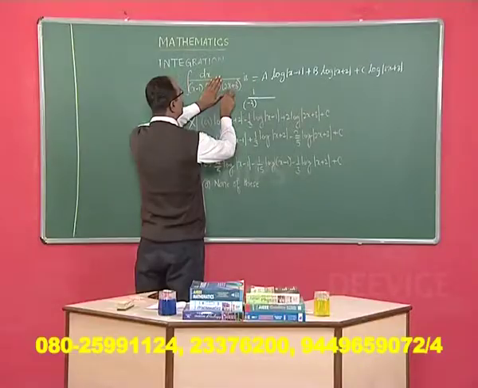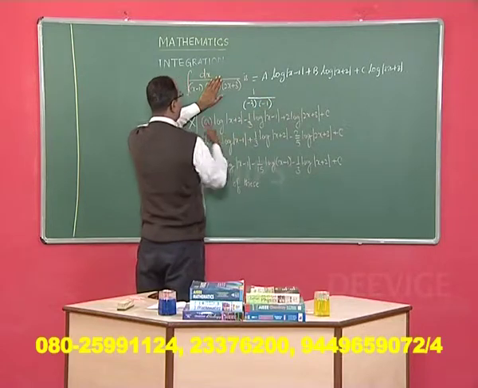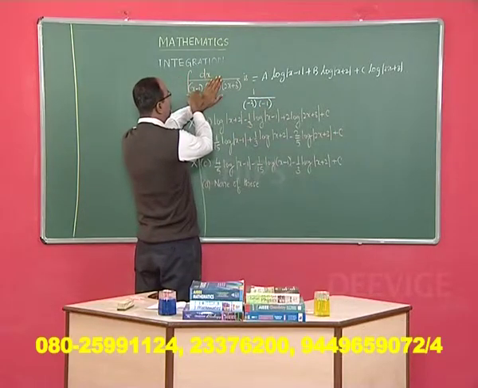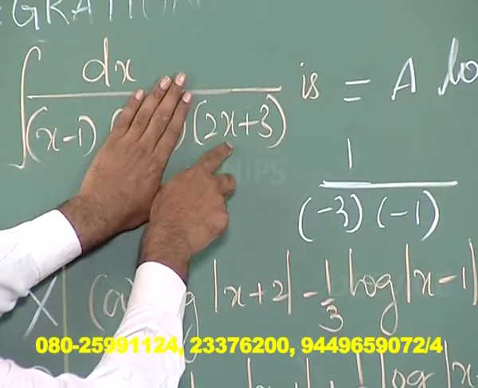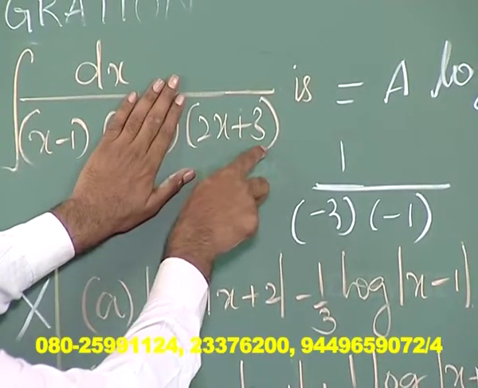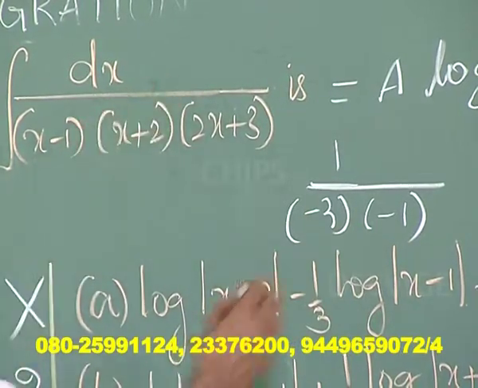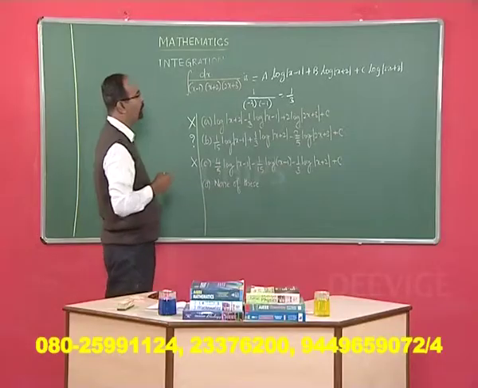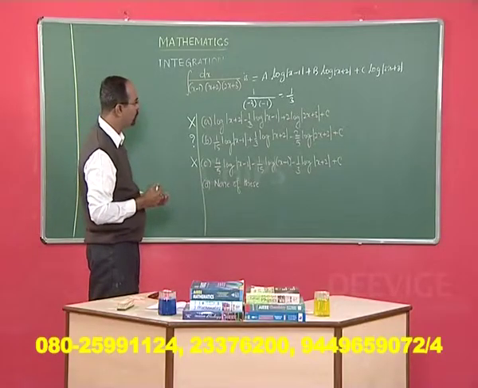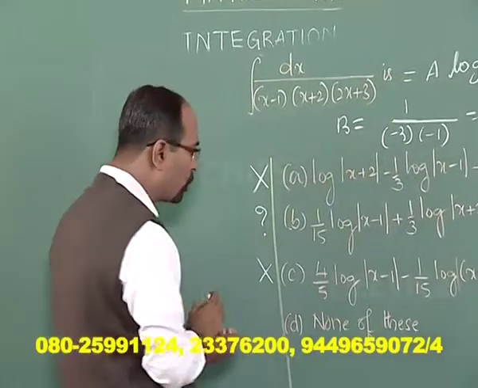2 into minus 2, minus 4 plus 3, that is minus 1. I repeat, 1 divided by minus 2 minus 1, that is minus 3, into 2 into minus 2, that is minus 4 plus 3, that is minus 1. 1 divided by minus 3 into minus 1, you will get 1 over 3. This is the coefficient of log of mod of x plus 2, or this is the value of B. B is equal to 1 by 3.